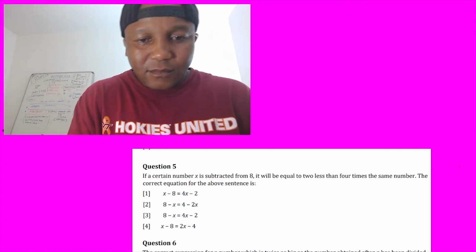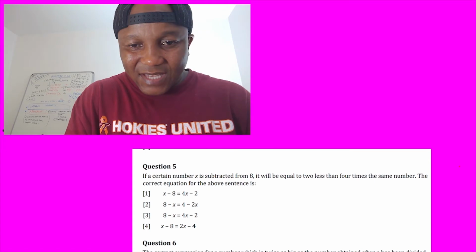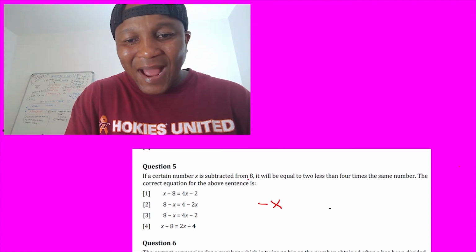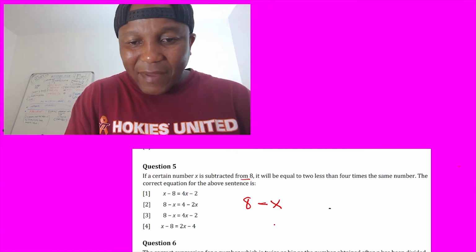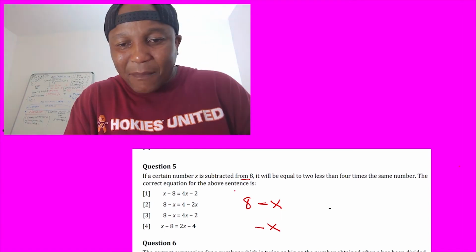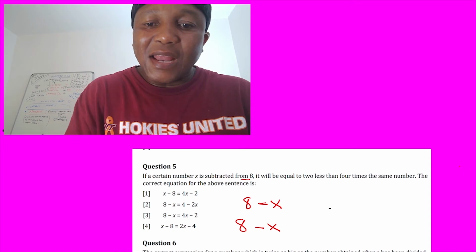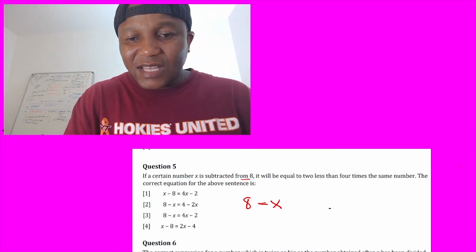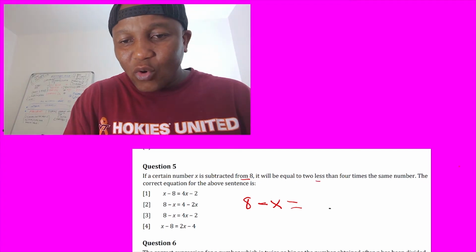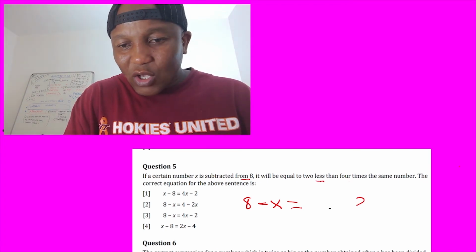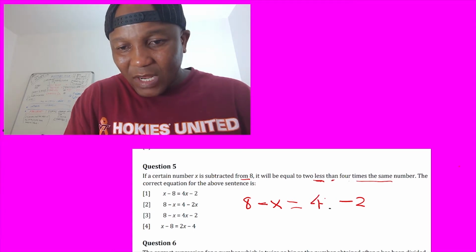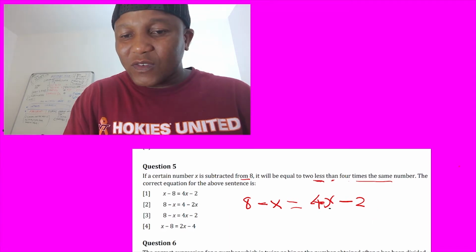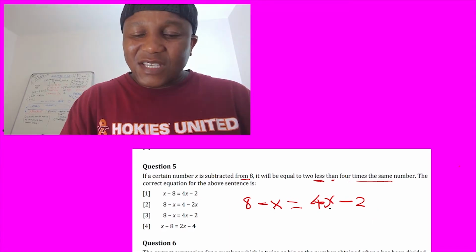Let's say a certain number, so we don't know that number, let's say x, is subtracted, means you minus, is subtracted from 8. So we had 8 and then we subtract x. A number x, or a certain number, is subtracted, means we minus that number from that. And then after that, will be equal, means equal, to 2 less than 4 times the same number. 2 less means we minus 2 from 4 times the same number, means 4x. Do you understand what I'm saying? That's how you do it. So now they say, which equation is going to be equivalent to that?